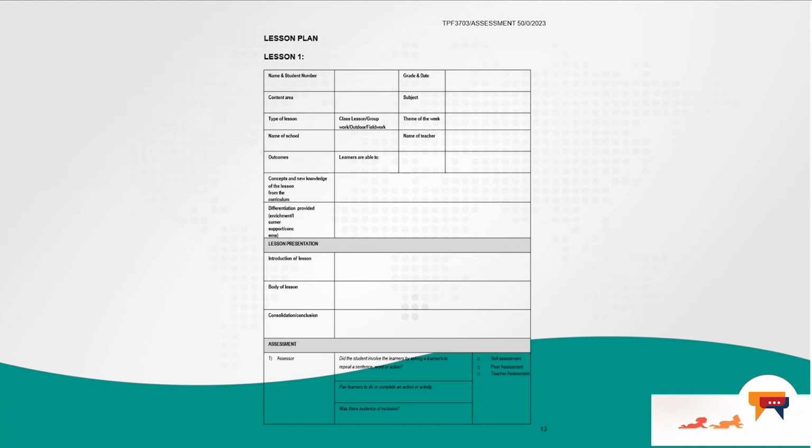Now, I am going to take you through the lesson plan. This is where students lose a lot of marks. Kindly note the following. Every single segment or section of the lesson plan must be filled in.